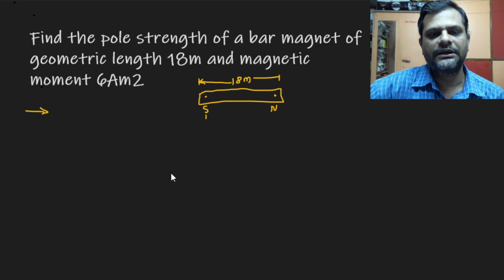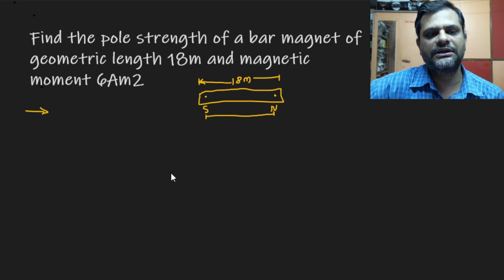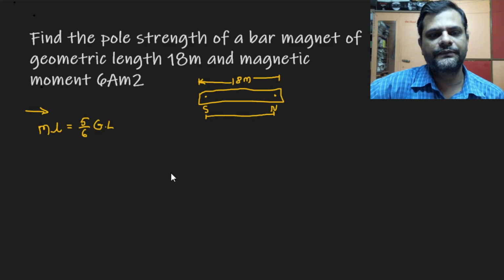We already know that magnetic length is actually different from the geometric length, and we have just seen that the magnetic length of a magnet is equal to 5 by 6 times the geometric length, right? So if we use it here, the magnetic length of the magnet is simply 5 by 6 times the geometric length, where geometric length is given to be 18 meter, right? So if we simplify this further, we can cancel 6 and 18, leaving behind 3, and 5 into 3 becomes 15 meter.